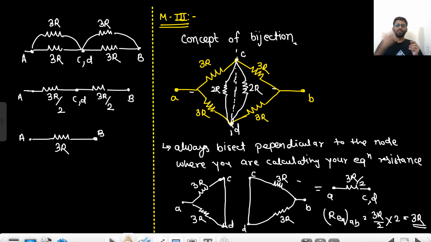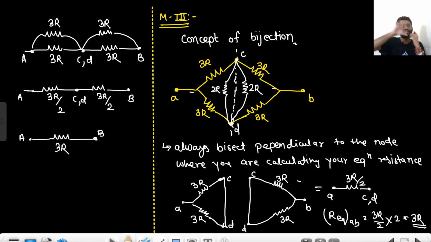Did you get it? We just calculated the equivalent resistance between A and C and D, A and C, or you can say A and D. That was 3R by 2. The same was here. So 3R by 2 plus 3R by 2 equals 3R: 3R by 2 here, 3R by 2 here.